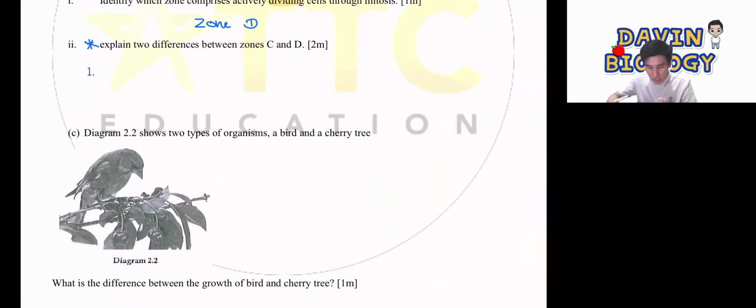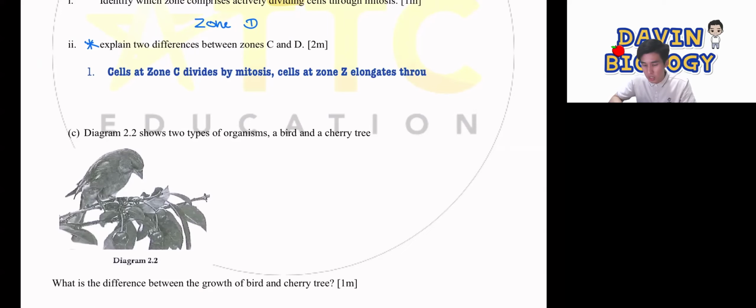So number one, you can say cells at zone D divide by mitosis, while cells at zone C elongate through enlarging the vacuole. So the enlarged vacuole process is called vacuolation.